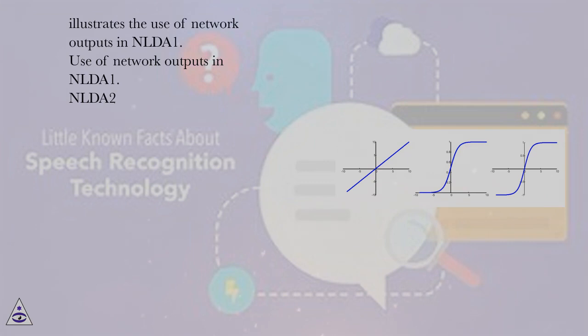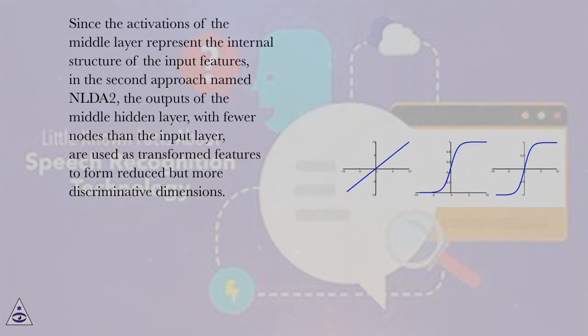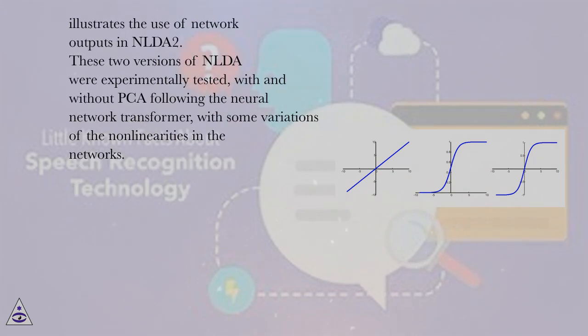NLDA2. Since the activations of the middle layer represent the internal structure of the input features, in the second approach named NLDA2, the outputs of the middle hidden layer, with fewer nodes than the input layer, are used as transformed features to form reduced but more discriminative dimensions. Illustrates the use of network outputs in NLDA2.